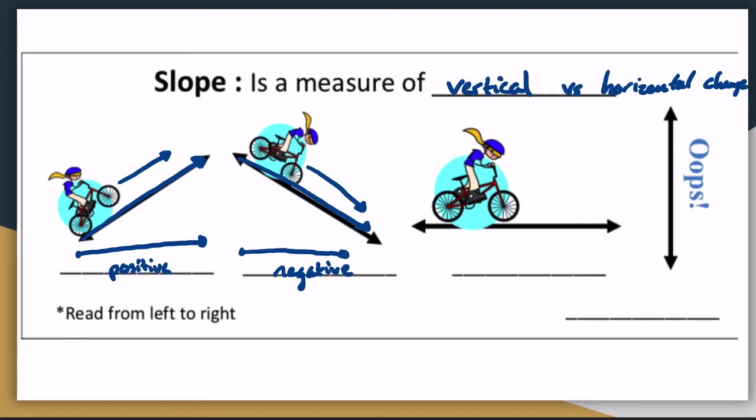Now, this particular one, even if we read this left to right, which we should, or reading right to left, the same thing's going to happen. It's perfectly flat. That is just a 0 slope, right? It's no uphill, it's no downhill, right?